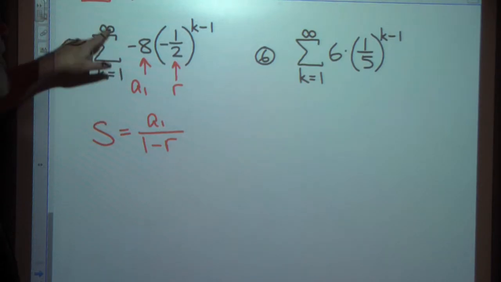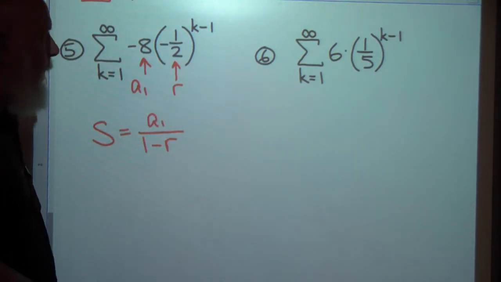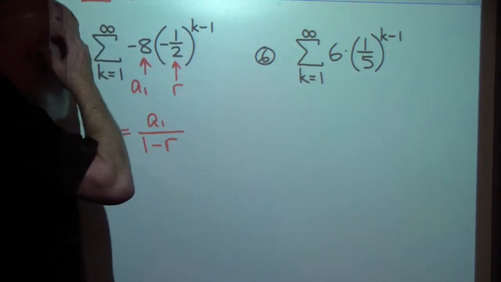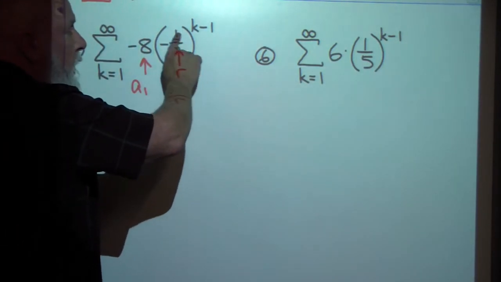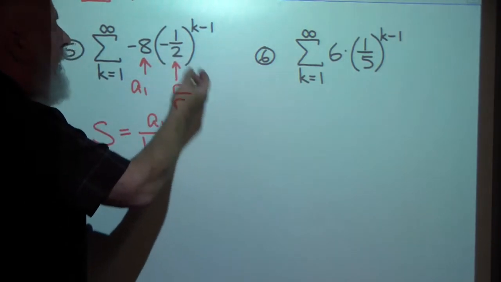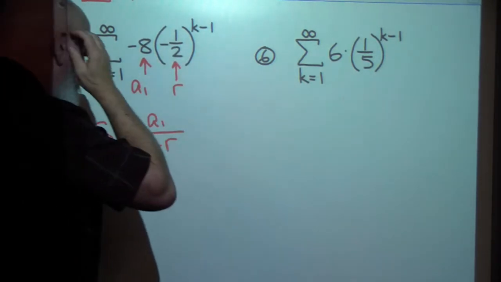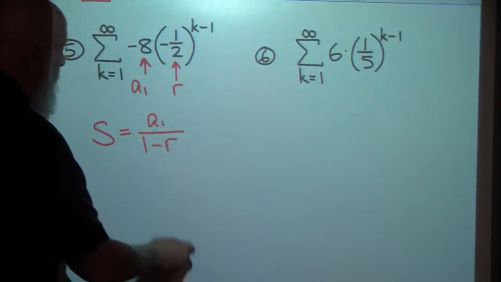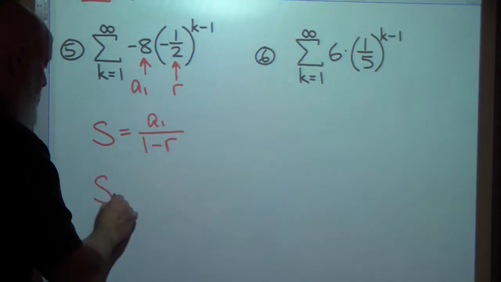It's going to go from 1 to infinity. I'll never stop doing it. This will create an infinite geometric series. It'll converge. I know it converges because the absolute value of r is less than 1. So less than or equal to 1. No, less than 1, I'm sorry. Here we go. We're going to find this sum.